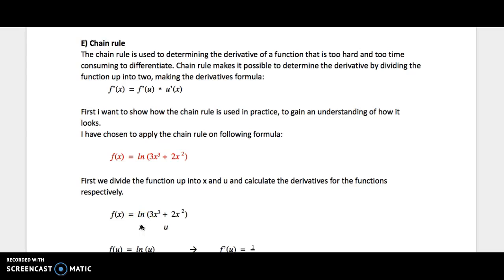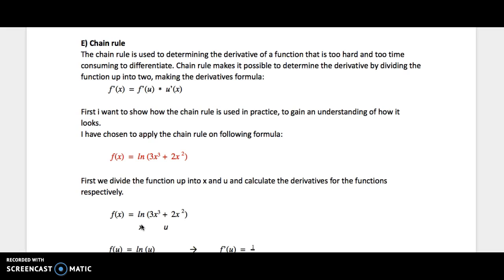Hi, I now want to prove the chain rule. The chain rule is used for determining the derivative of a function that is too hard and too time-consuming to differentiate directly. So the chain rule makes it possible to determine the derivative by dividing the function up into two, making the derivative formula f prime of x equals f prime of u times u prime of x.